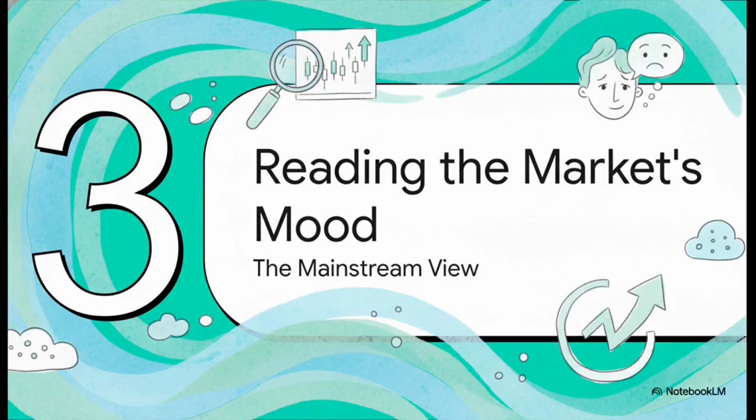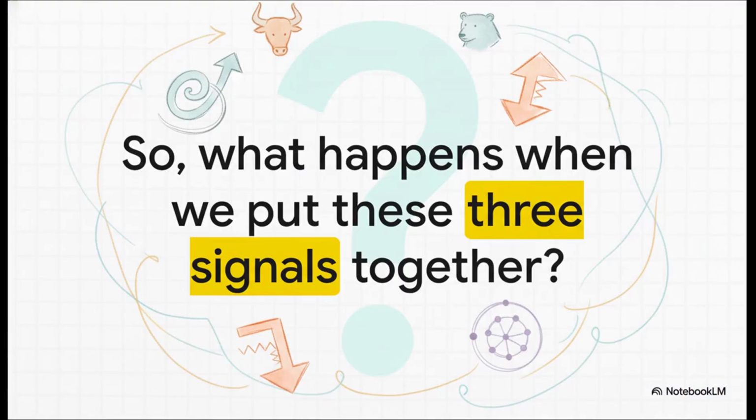Okay, so now we have our three tools. Let's see how the mainstream momentum-based approach uses them together to try and read the market's mood and figure out what's likely to happen next. This is where it gets really interesting. By combining these signals, traders build a framework, a set of rules to figure out if the bulls or the bears are really in control. So let's break that down.